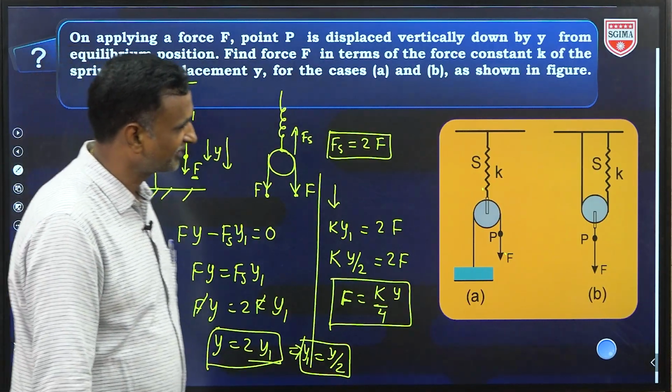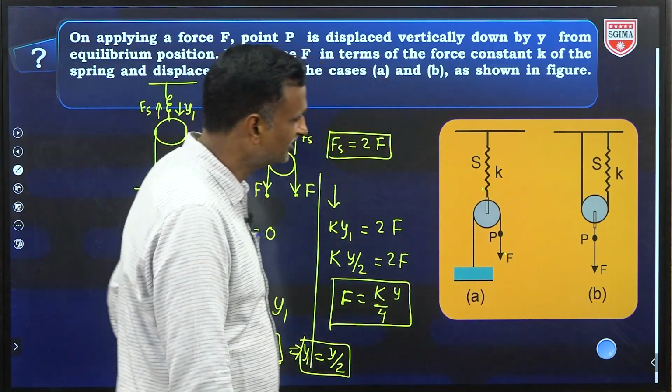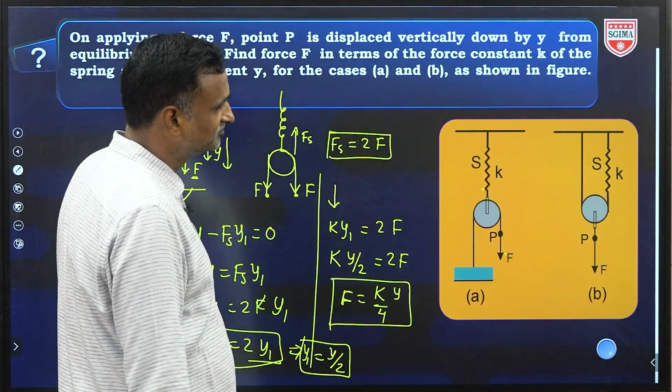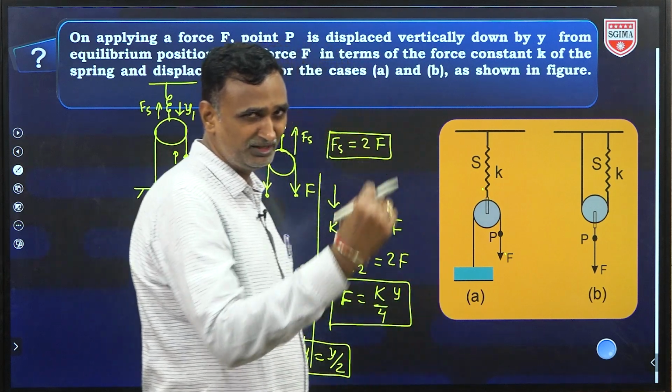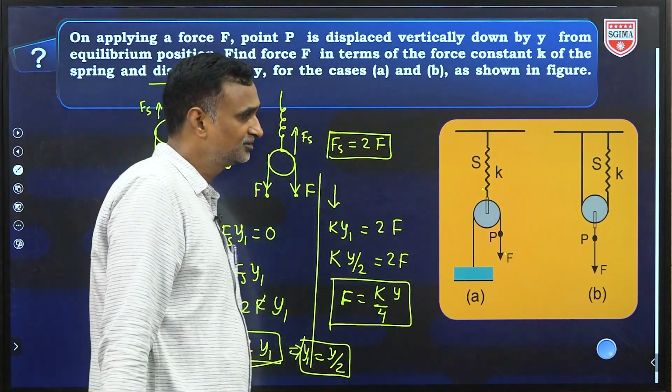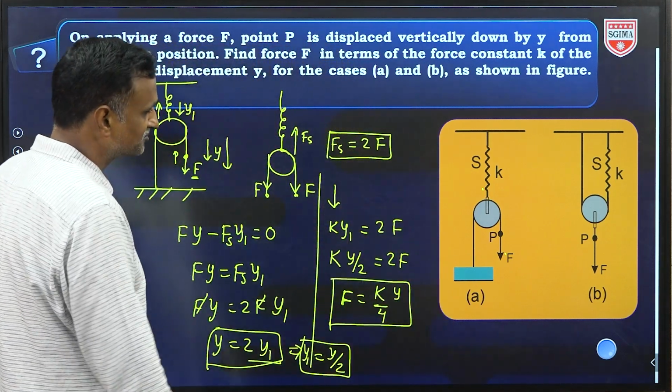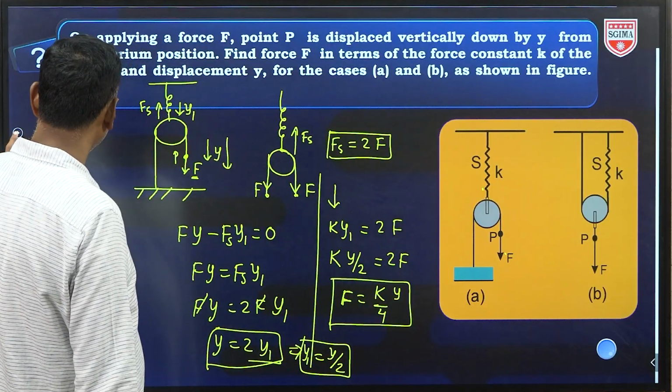Next, second question. Here F is downward and here one point is there, on this point F is applied and making stretching through distance y. We will find the F value in terms of k and y. We will see in the next slide.